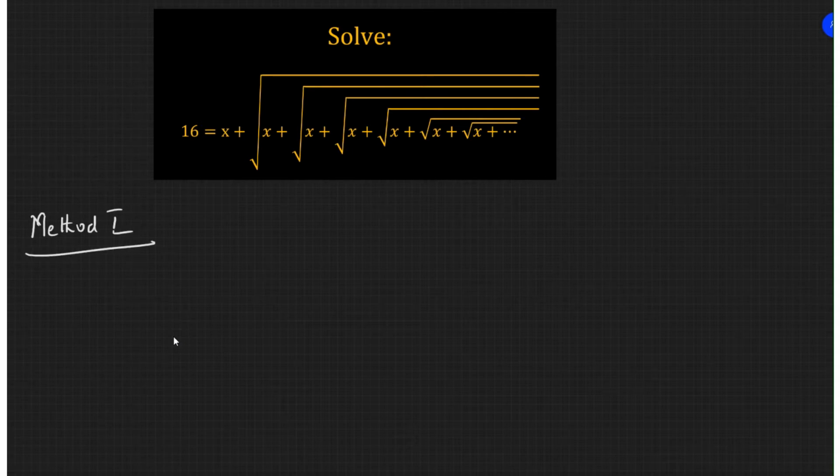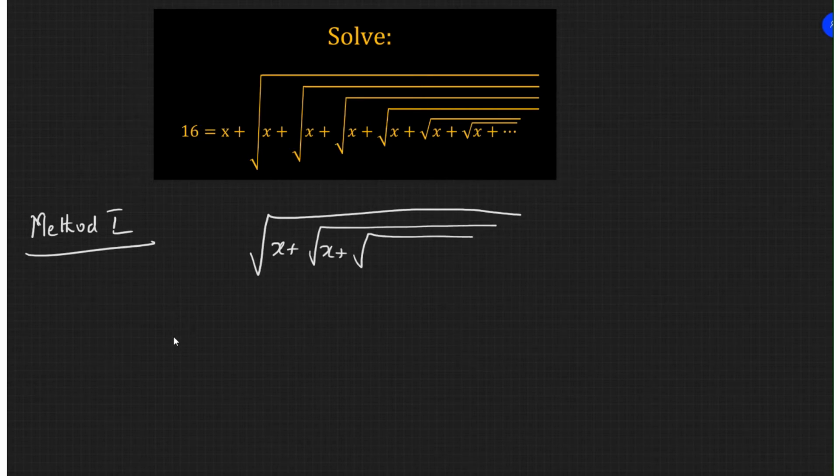We have the given equation: x plus square root of this whole thing is equal to 60. So if I take just the radical sign, square root of x plus square root of x plus square root of x plus square root of x, etc., that will be, if I pull that x to the other side, 60 minus x. Now squaring both sides.